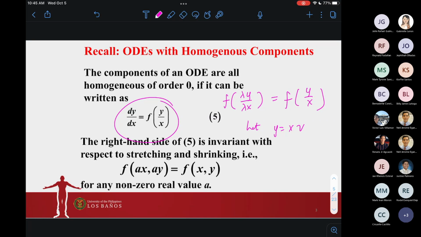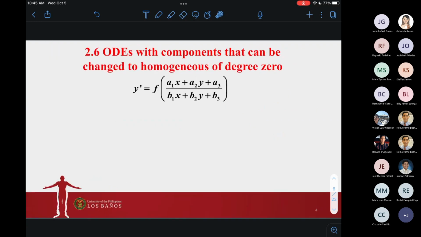Tapos when we do this substitution, magiging separable na yung differential equation na kailangan. Pero again, the requirement here is that the right-hand side, the function little f, should be a function of y over x alone. Pero in general, hindi yun nangyayari. All right? So posible na linear function ni y over x yung numerator at denominator dun sa loob ni function f. So we will look at general expressions of this form. Y prime equals a1x plus a2y plus a3 over b1x plus b2y plus b3. So halimbawa, ito yung involved dun kay function f.